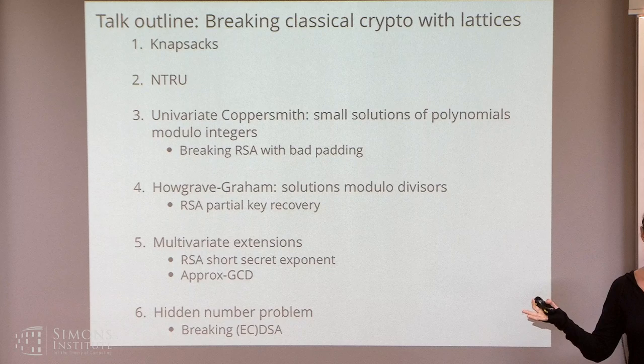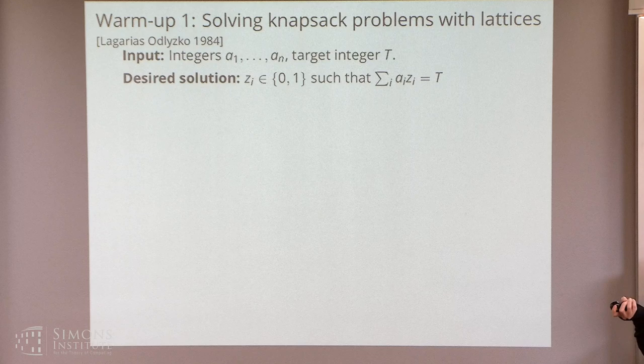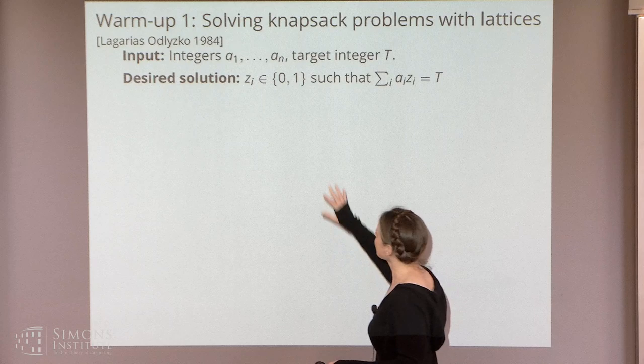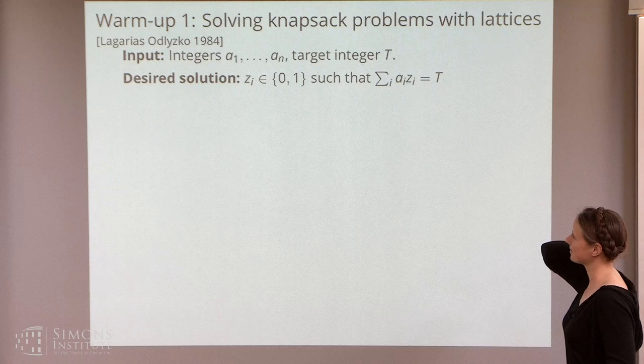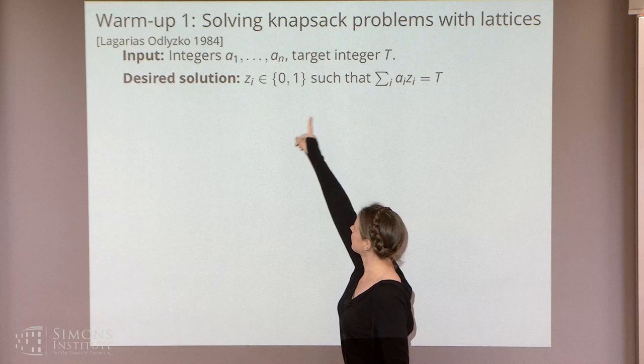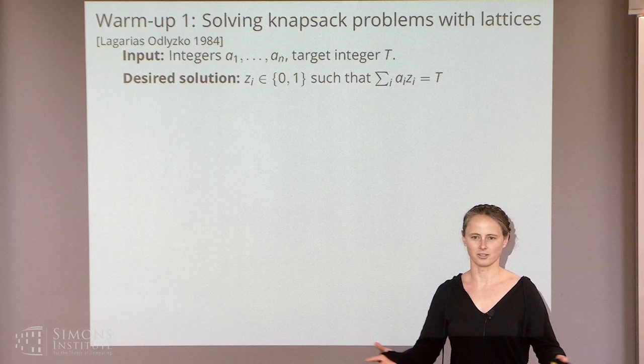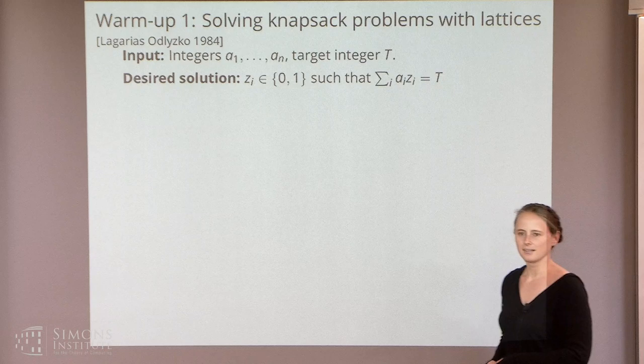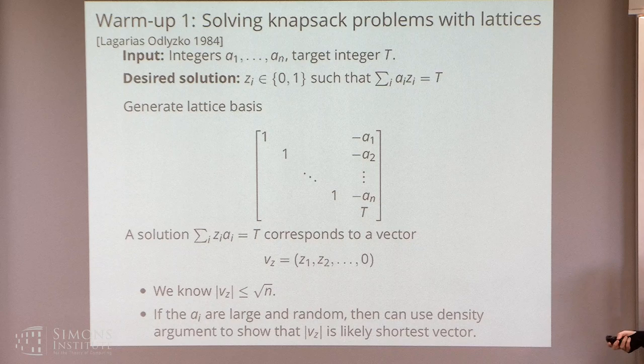So our warm-up number one will be knapsacks, because this is the beginning of lattice-based cryptanalysis. The idea behind a knapsack, and the hope behind building knapsack cryptography, was that knapsacks should be an NP-hard problem. So we have a bunch of integers, A1 through AN, and some target integer, and you want to find a subset of those elements that sum up to your target integer. You could write this as finding a solution to this linear equation, where the zi's are 0 or 1. You want to find a set of them that satisfies this. Canonical NP-hard problem.